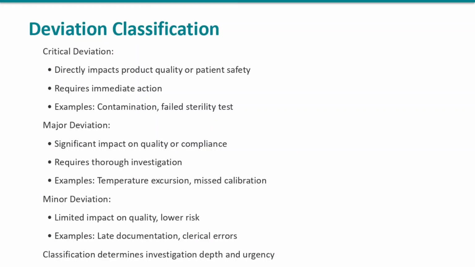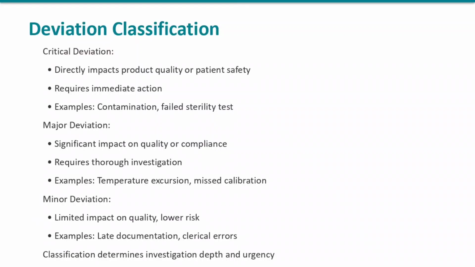Let me give you a cake example for deviation classification. Scenario 1: baking temperature was 200 degrees Celsius instead of 180 degrees Celsius. Classification is major deviation because it affects product quality. Action is investigate, assess impact on batch, possibly reject. Scenario 2: baker forgot to initial the temperature log. Classification is minor deviation, it's a documentation error with no product impact. Action is investigate, retrain, correct documentation.